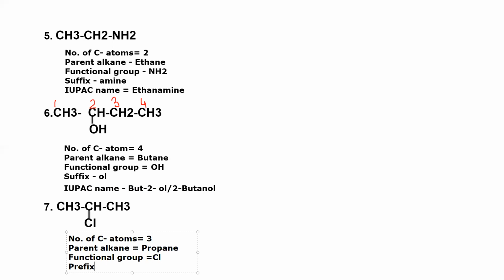Okay. Now, for chlorine, what is the prefix? Chloro. Chloro is the prefix. Okay, so we have completed everything. Now, the last step is we have to number the carbon atoms. If you start from right to left, 1, 2, 3, and from left to right, 1, 2, 3, the same number it is getting, that is 2. The second carbon is carrying the functional group. So we have to mention the number also.